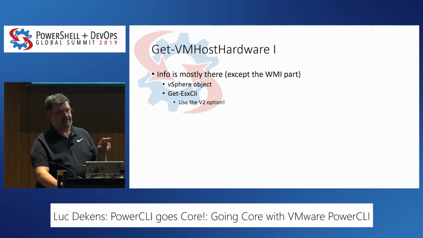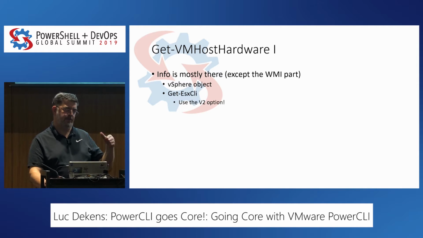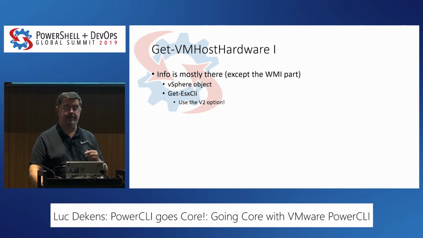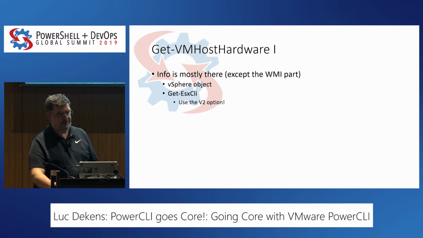The info that is returned by that commandlet is mostly there. If you look at the vSphere object representing a host system, an ESXi node, most of that information is there. The information that is not directly in there, you can obtain through an ESXCLI command, which you can do in PowerShell with Get-EsxCli. Make sure you use the V2 option. That's the one with the most features and the easiest to use, as you will discover.